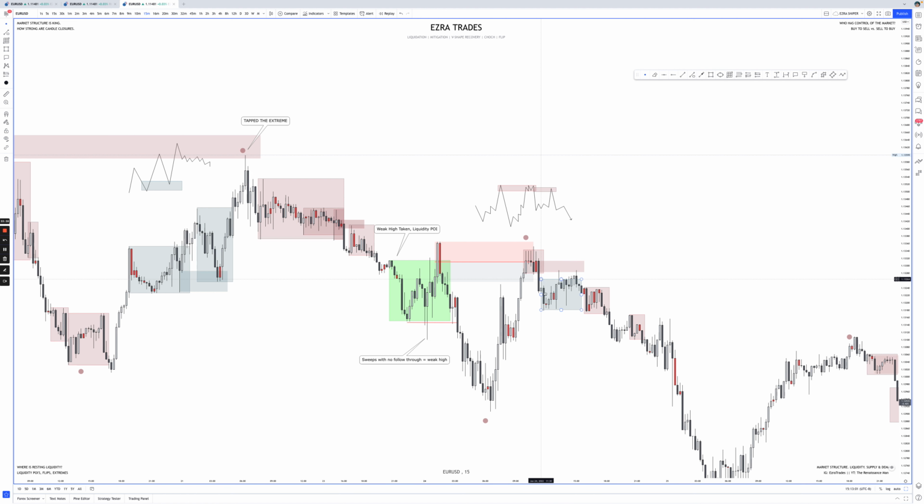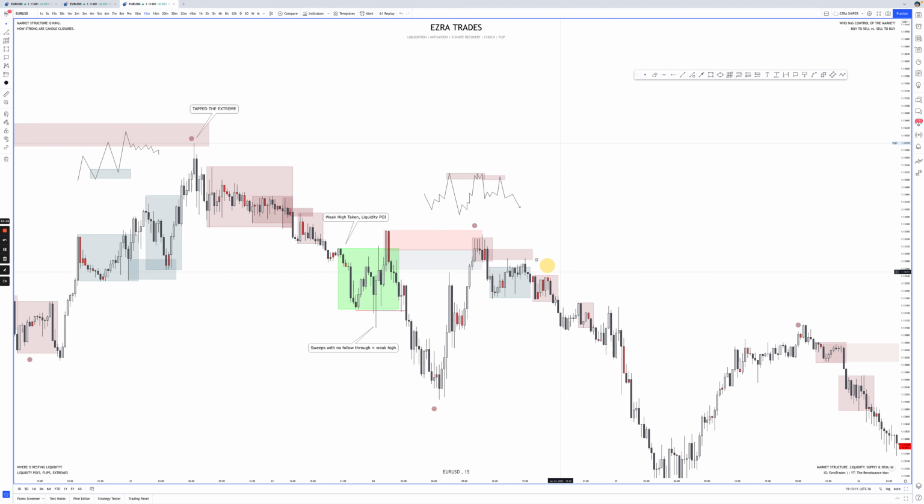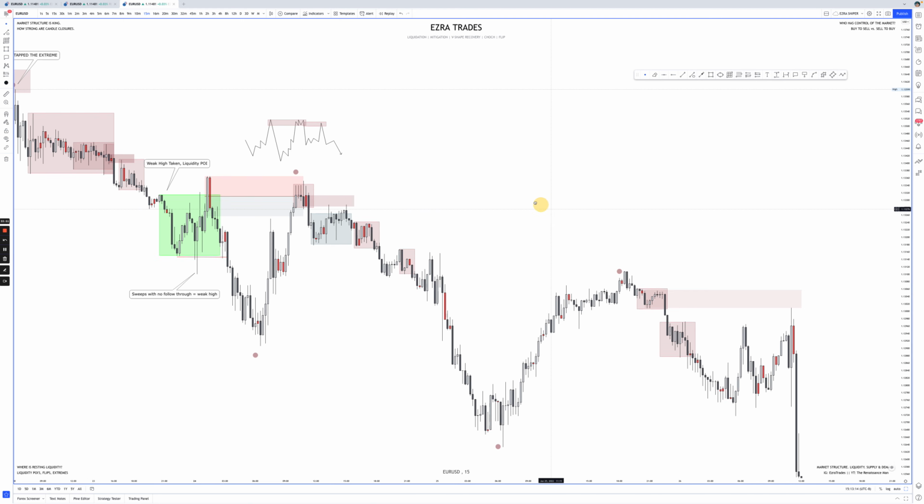We have this. This is a demand range. Price breaks and closes to the upside, but it only did that to come in to satisfy and mitigate this unmitigated supply. Then now we will have continuation to the downside with supply ranges. And that's this whole idea, basically.